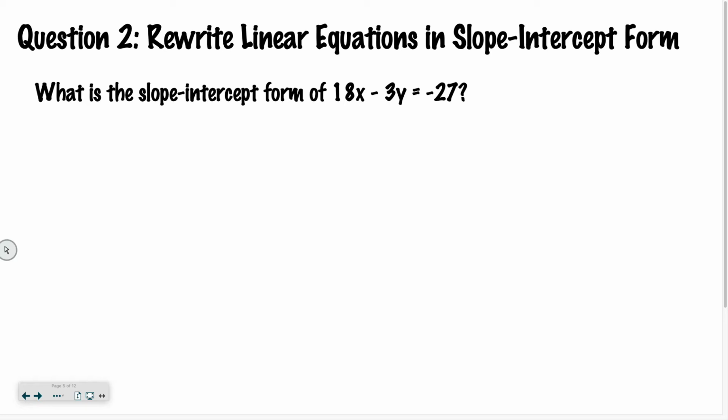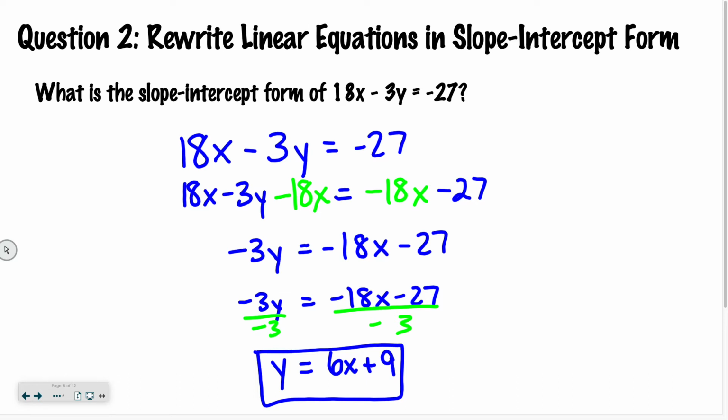All right, so now I want you to figure out what is the slope-intercept form of 18x minus 3y equals negative 27. Good luck. All right, hopefully you ended up with y equals 6x plus 9, and the way you got there was first you subtracted 18x from both sides, then you divided both sides by negative 3, and that would get you to y equals 6x plus 9. If you have questions about that, please be sure to ask questions, and I'm happy to help you.